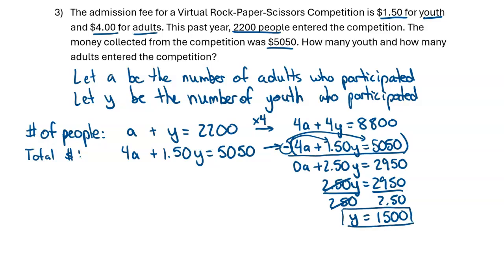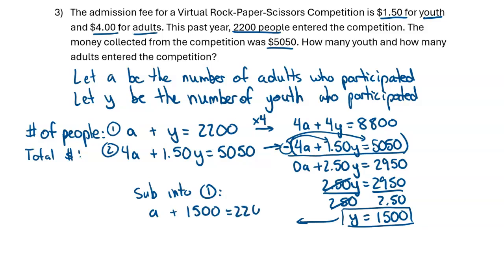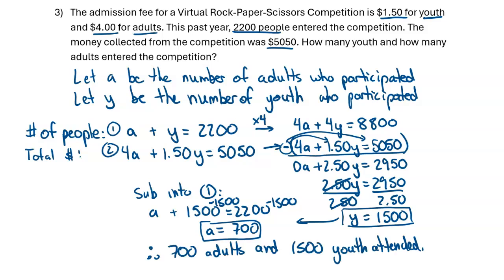Now, you could probably just think if we have 2,200 and 1,500 youth attend, then that means 700 adults. But if you want to go back to the algebra of it, you could do that as well. And the easier equation to sub that into to solve for the A would be equation 1. And so that's why I've substituted that into equation 1. The number of adults plus 1,500 equals 2,200. If we subtract 1,500 from both sides, we get the number of adults equals 700. Therefore, 700 adults and 1,500 youth attended.